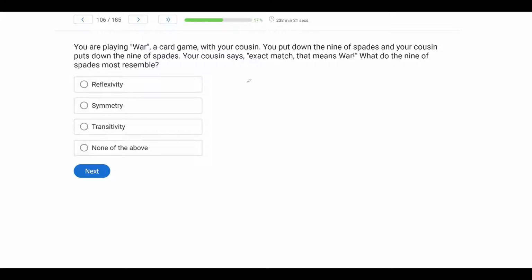You're playing War, a card game with your cousin. You put down the nine of spades, and your cousin puts down the nine of spades. Your cousin says, "Exact match, that means war." What do the nine of spades most resemble?